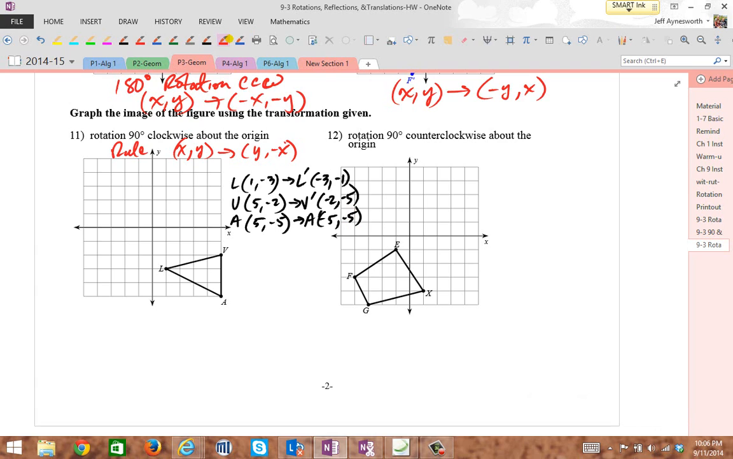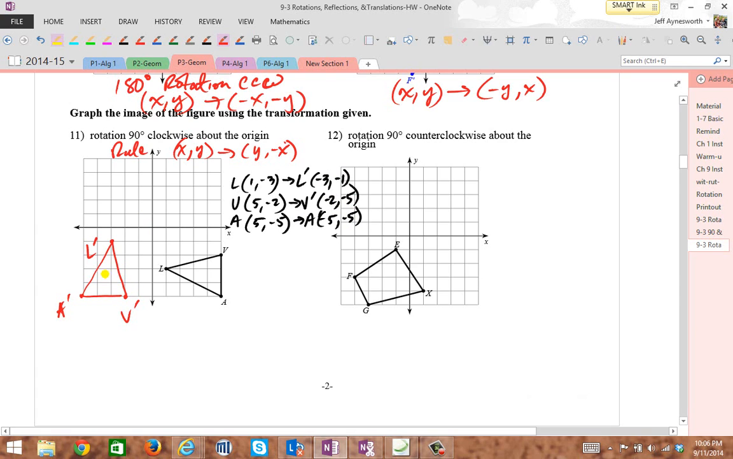Alright, so here we go. So L prime is left 3, down 1, right here. Then negative 2, negative 5, down here at V prime. A prime, left 5 down 5, right here. And then you connect. And there's your image.